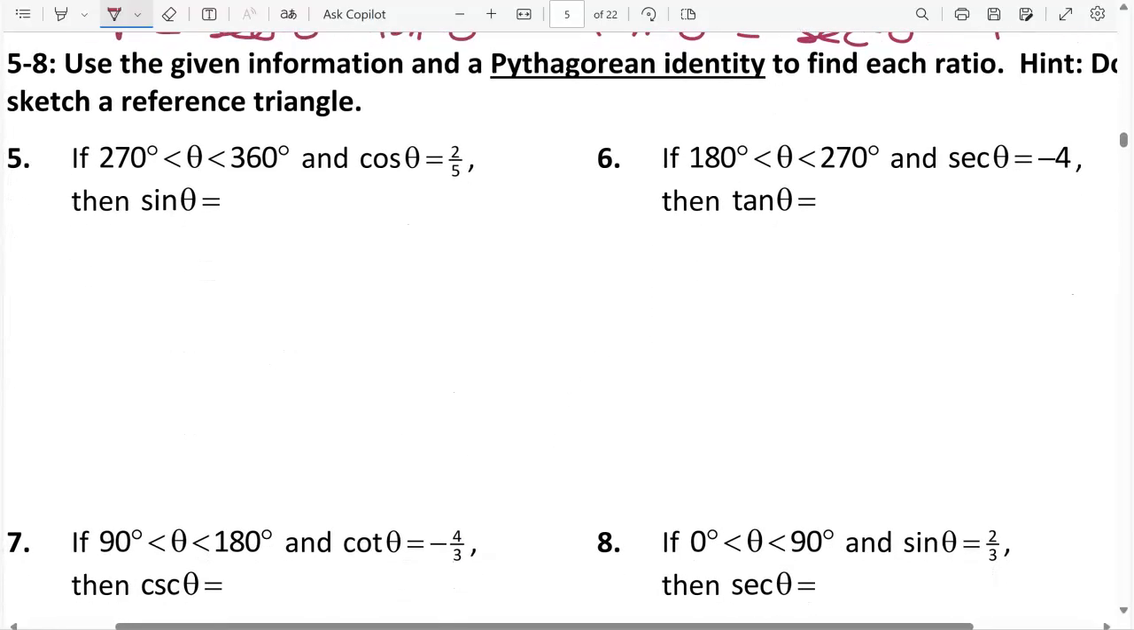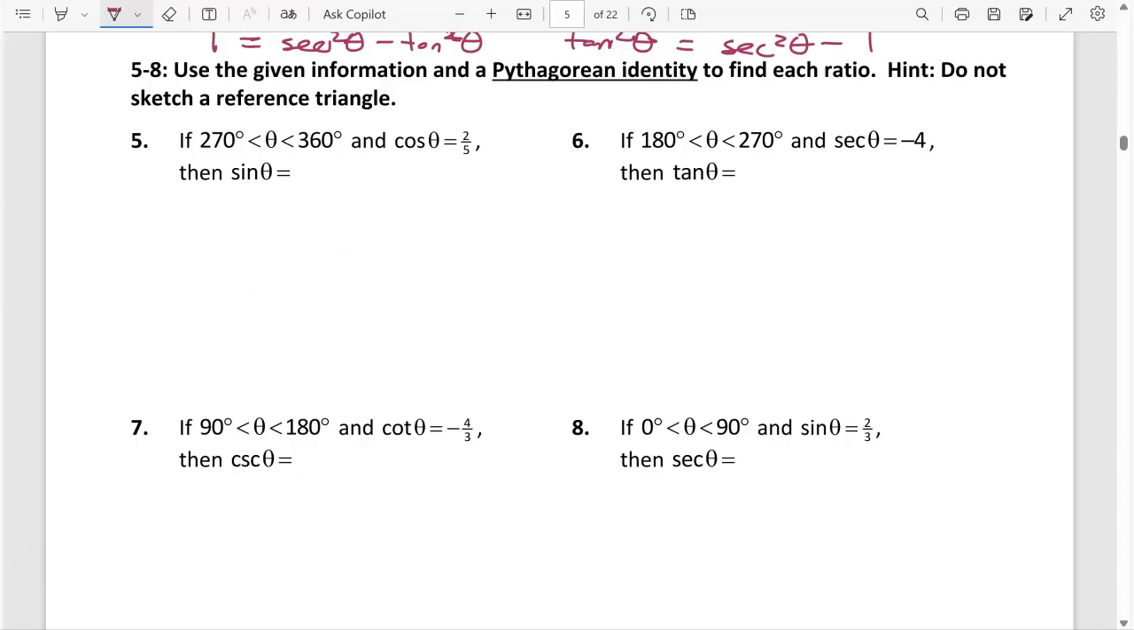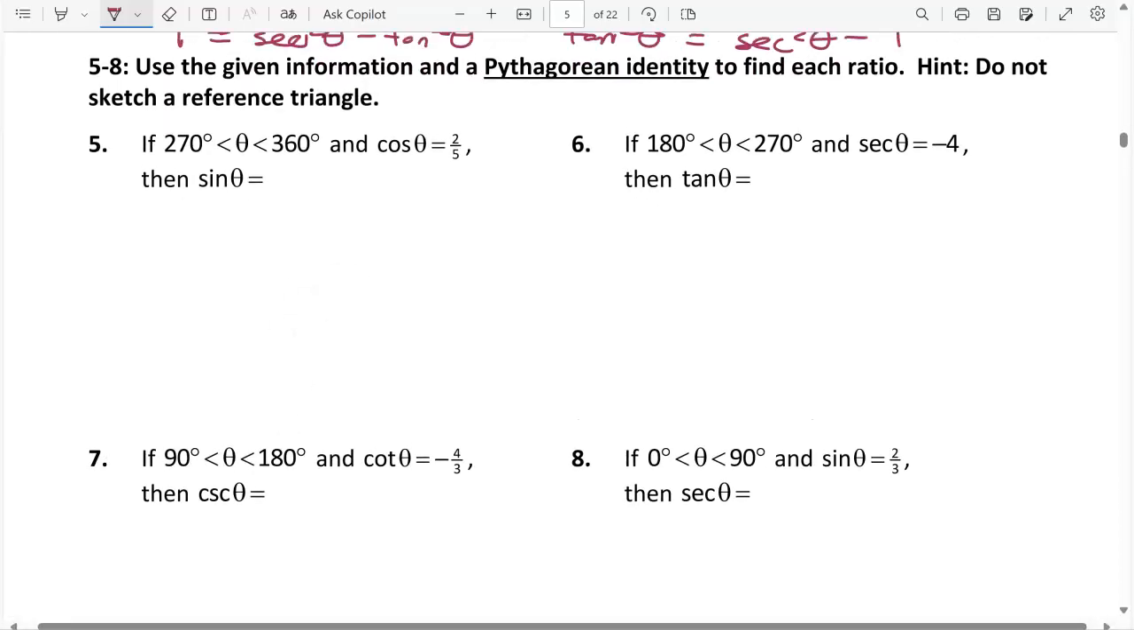In 5 through 8, we're using the given information and a Pythagorean identity, remember those are the ones that we just looked at with the squares in them, to find each ratio. Hint, do not sketch a reference triangle, it's unnecessary. Okay, so here's what we're going to do. We're involving cosine and sine, so I'm going to use the Pythagorean identity, sine squared of theta plus cosine squared of theta is equal to 1.